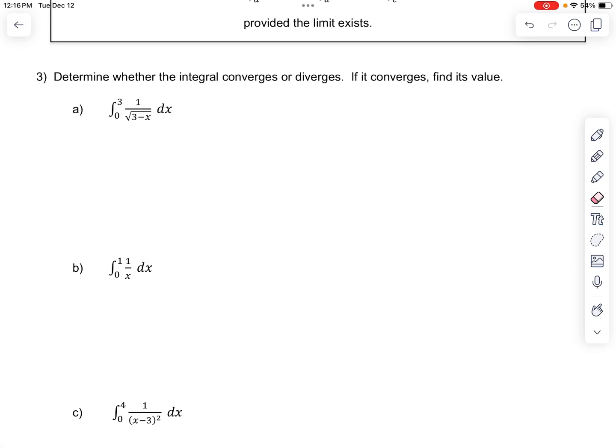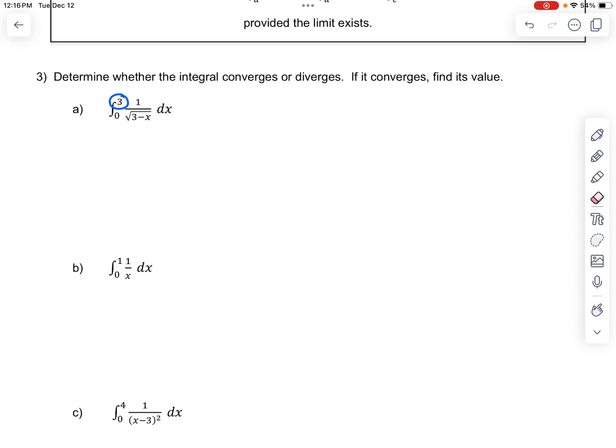Okay, now we're going to look at integrals that have discontinuity somewhere. We're going to approach it very similarly to when we had limits of infinity. So notice if you look at the first integral that x equals 3 is undefined. So we really can't plug in 3 as one of the bounds because it doesn't exist on this graph. So we're going to do it very similar to how we did with infinity.